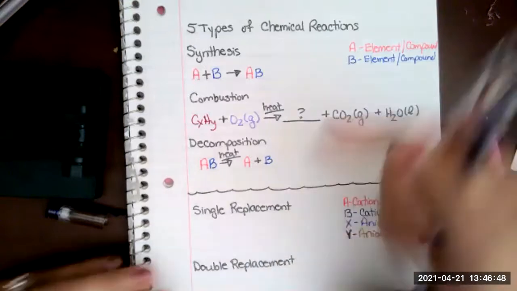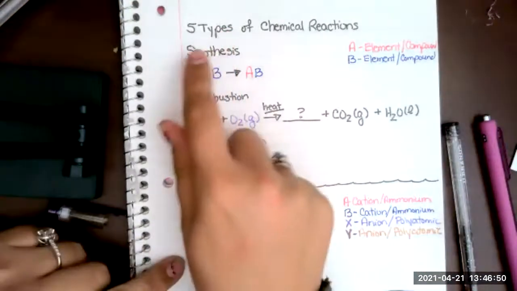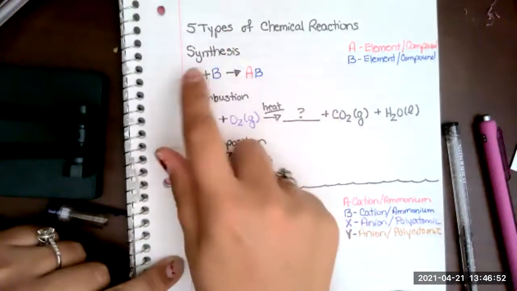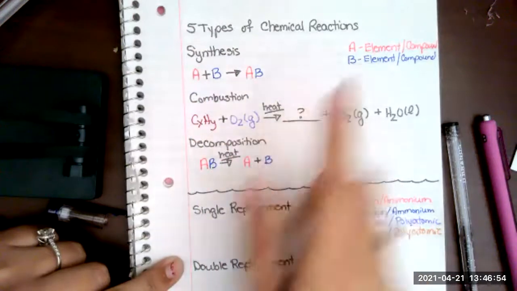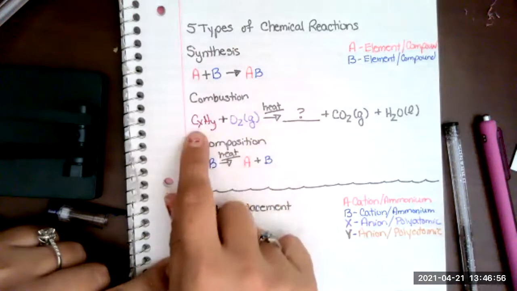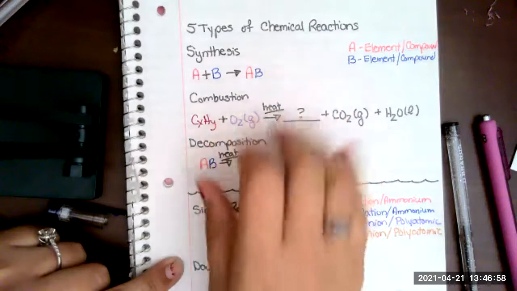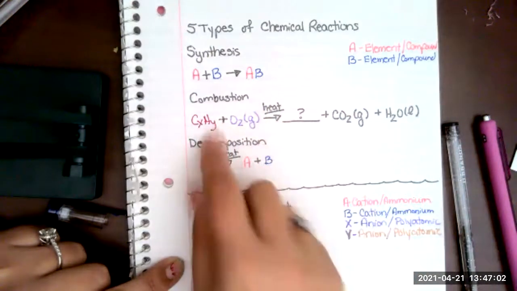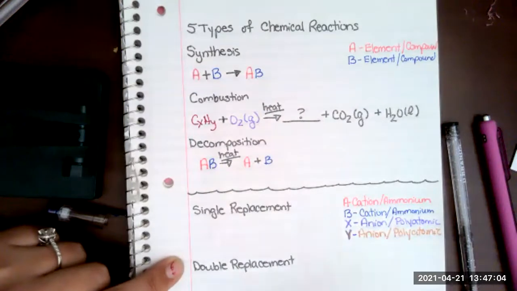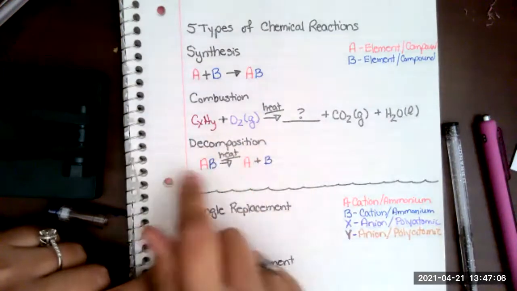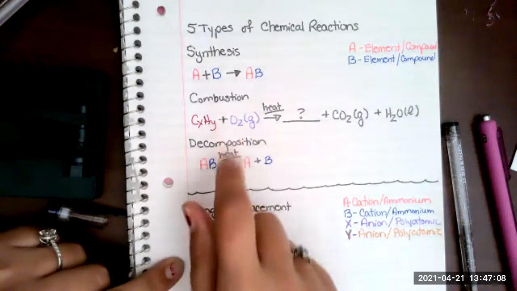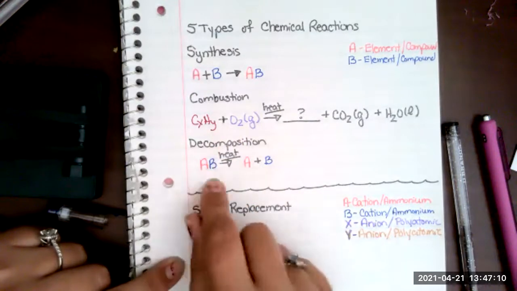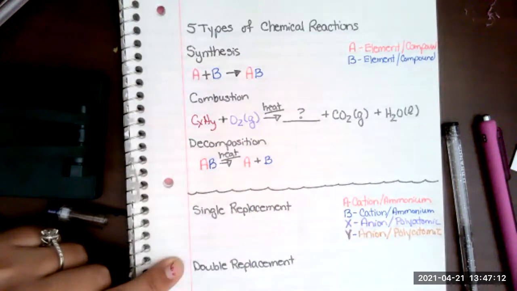So as a breakdown, synthesis: multiple things become one. So A plus B forms AB. Combustion: hydrocarbon plus oxygen gas forms carbon dioxide and water. You might have something else here if there's something added to your hydrocarbon. Your decomposition reaction is AB forms A plus B, one thing becoming multiple things.